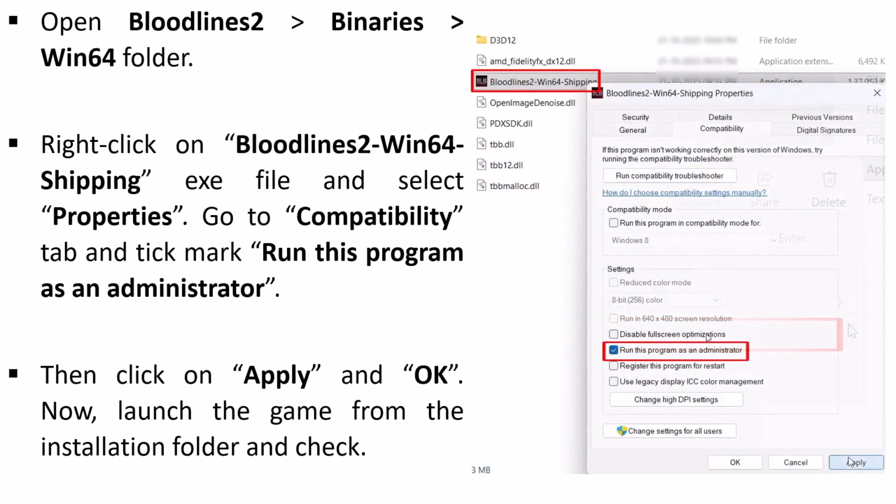If not, then open the Bloodlines 2 folder, Binaries folder, Win64 folder, then right click on Bloodlines 2 Win64 Shipping exe file, select properties, then go to the compatibility tab and tick mark run this program as an administrator, then hit on apply and then OK. Now launch the game from the game installation folder from here itself and then see if your problem is solved or not.